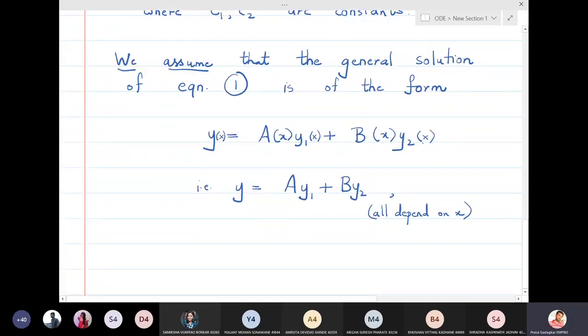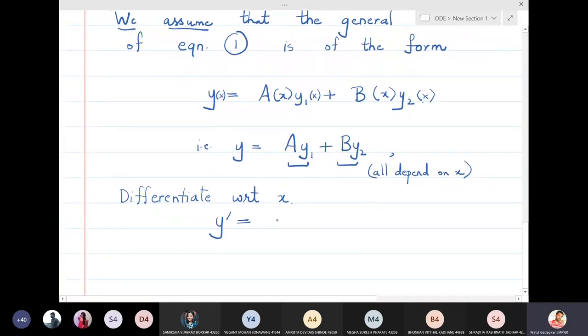Now let me find the derivative of this function. So differentiate. y dash is equal to, differentiating with respect to x, and everybody is a function of x. So here I will use the product rule, here also the product rule. For the first term: a as it is, derivative of y1, plus derivative of a times y1 as it is. For the second term: b as it is, derivative of y2, plus derivative of b and y2 as it is.